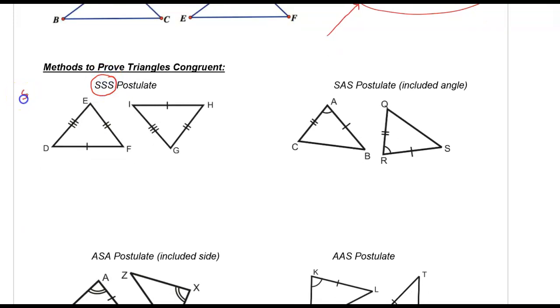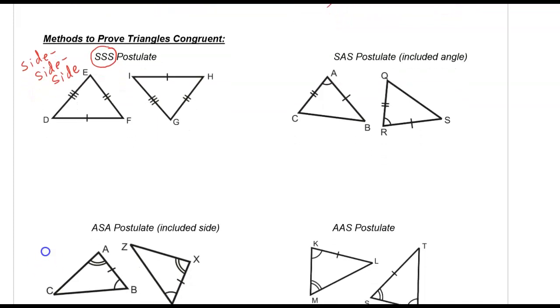Those 3 S's stand for side, side, side. This method says that if you have 3 sides of one triangle congruent to 3 sides of another triangle, then the triangles are congruent. So what is meant is if you have 3 sides congruent. So I'll write that out. If these 3 things are congruent, then you can say that triangles are congruent.